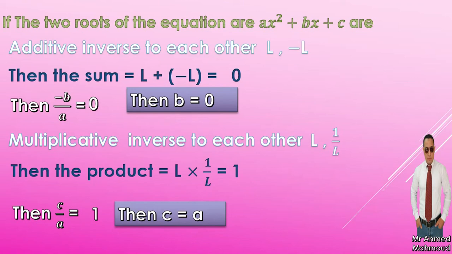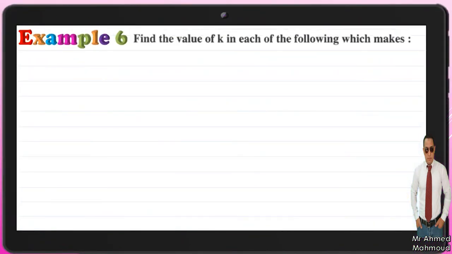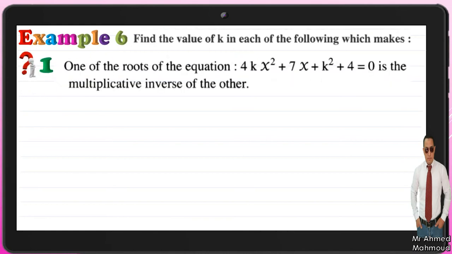Let's start example 6. Find the value of k in each of the following, which make number 1: one of the two roots of the equation is the multiplicative inverse of the other. Okay, the multiplicative inverse, that means A equals C. This is a special case. This is A equal 4k, and this is C, k power of 2 plus 4.